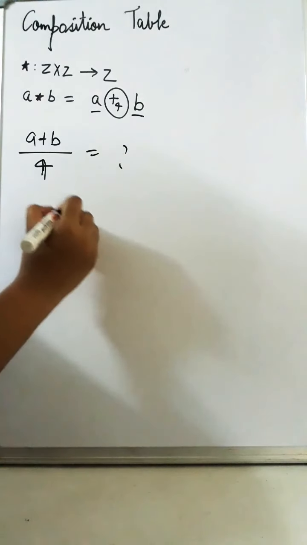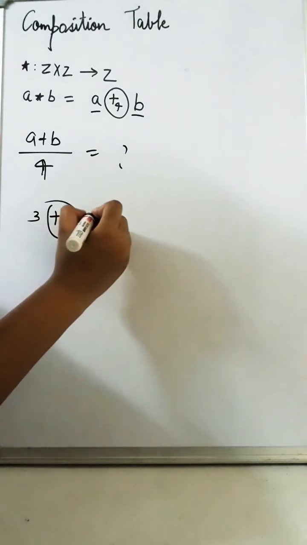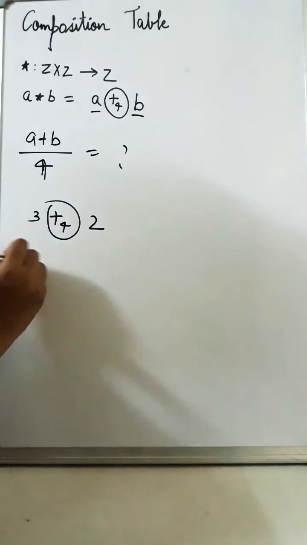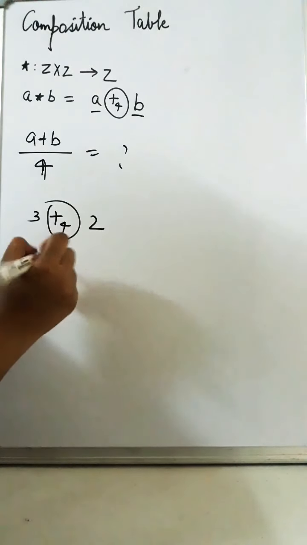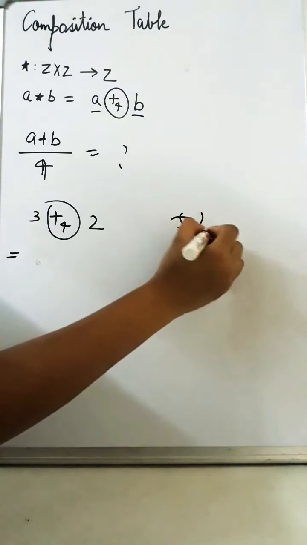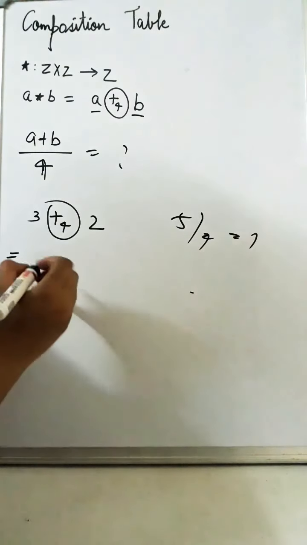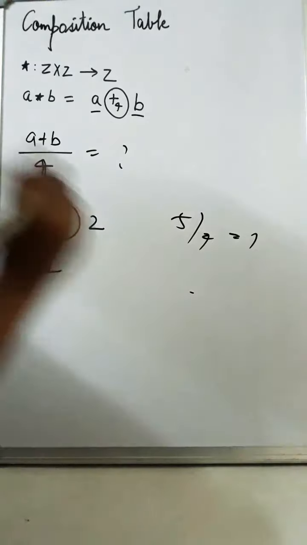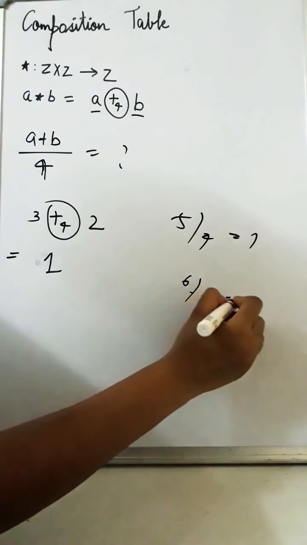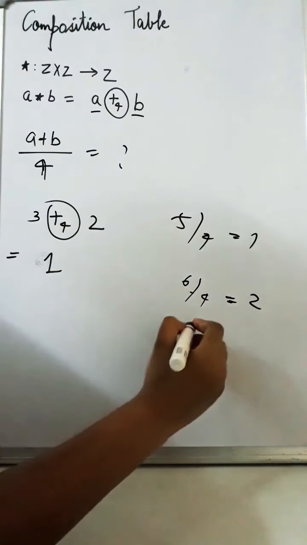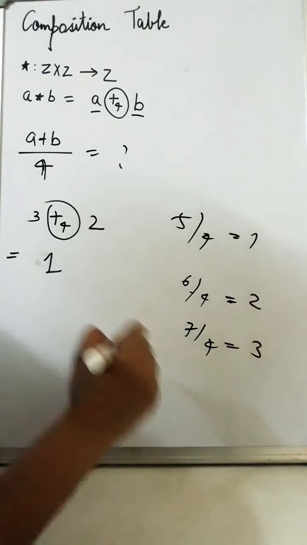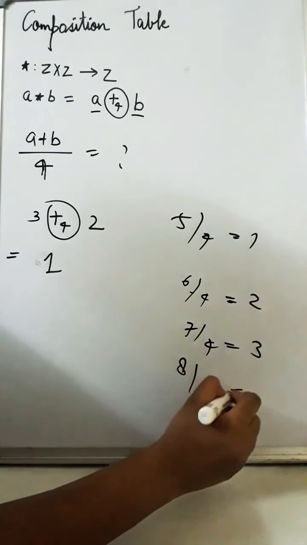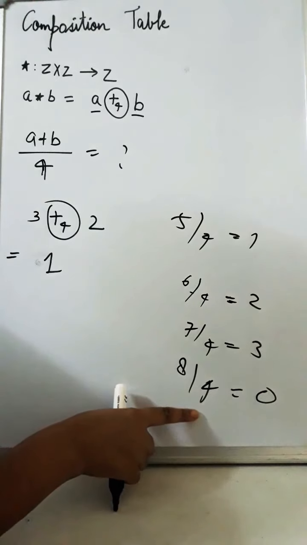Suppose you have to find 3 addition modulo 4 with 2. So 3 plus 2 is 5, and when you divide 5 by 4, you will get remainder 1, right? So 3 addition modulo 4 with 2 is 1. Similarly, when you divide 6 by 4, you get 2 as the remainder. 7 by 4, you will get 3 as remainder. 8 by 4, you will get 0 as remainder because 8 is completely divisible by 4.